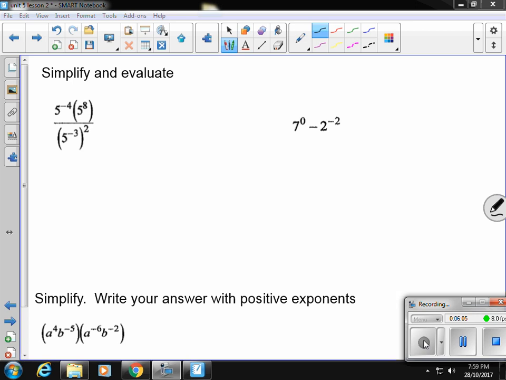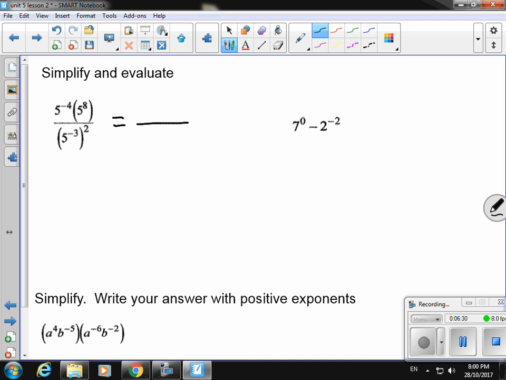3 more examples. I trust you're writing them down. Okay. I see some power rules going on here. I have a numerator that has multiplication going on and a denominator with power of a power. But also, nicely, everything has the same base of 5. So I would tidy up the numerator separately from the denominator, and then we'll worry about the division.